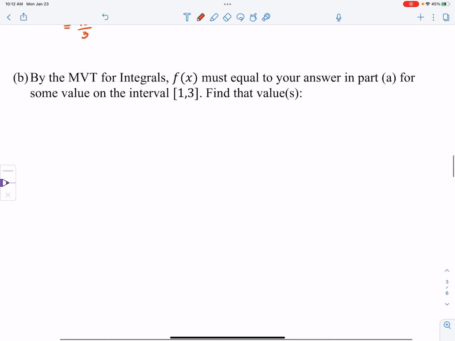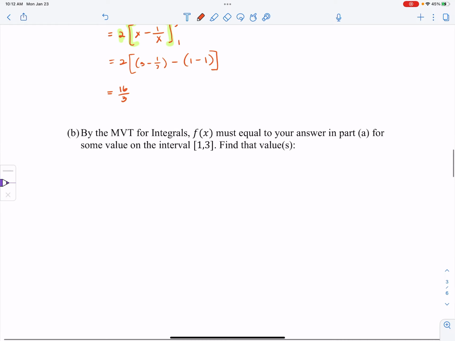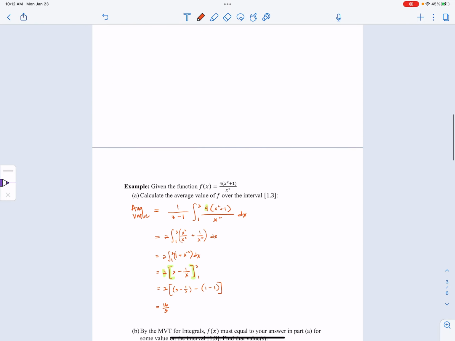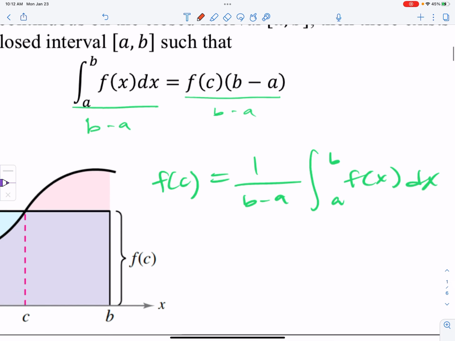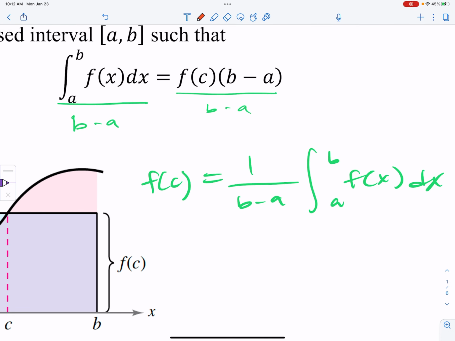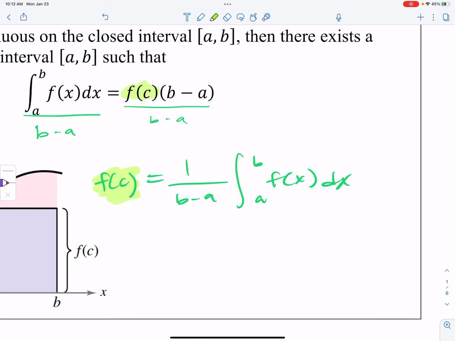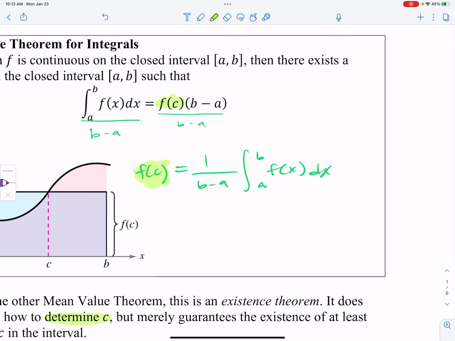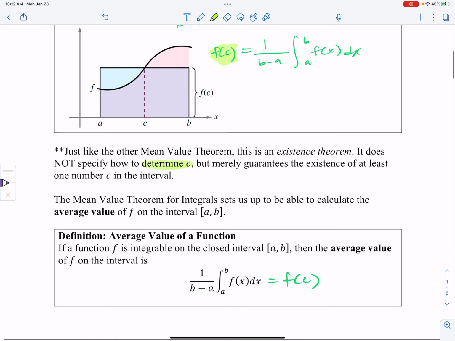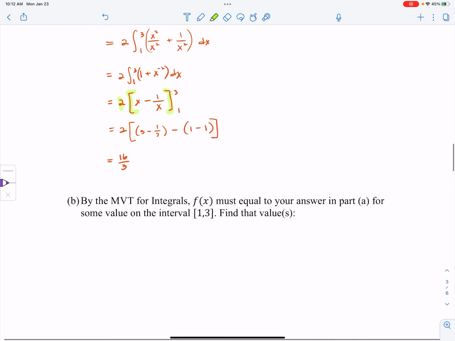By the mean value theorem for integrals, f of c must be equal to your answer in part A, the average value, for some value c on the interval from 1 to 3. Find those values. So going back to the mean value theorem, we have solved at this time for what f of c would be. It's actually easier to use our definition for average value to now solve for what c would be, right? We know what f of c is. We want to determine what c would be.